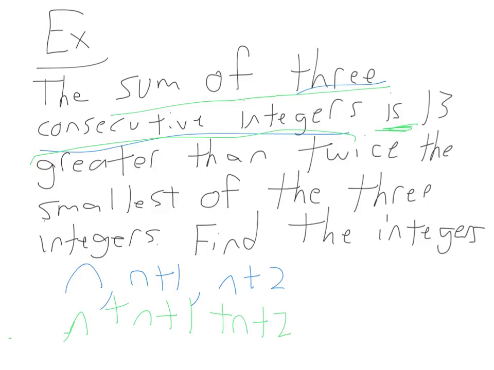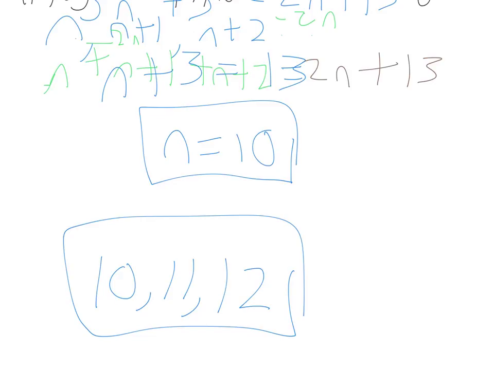is, and the fact that you see is means an equal sign. 13 greater than, if it's greater, that means you're adding 13, then twice the smallest of the 3 integers. The smallest one would be n, so it would be 2n plus 13. So now we can solve this equation. So that tells us our integers are 10, 11, and 12.